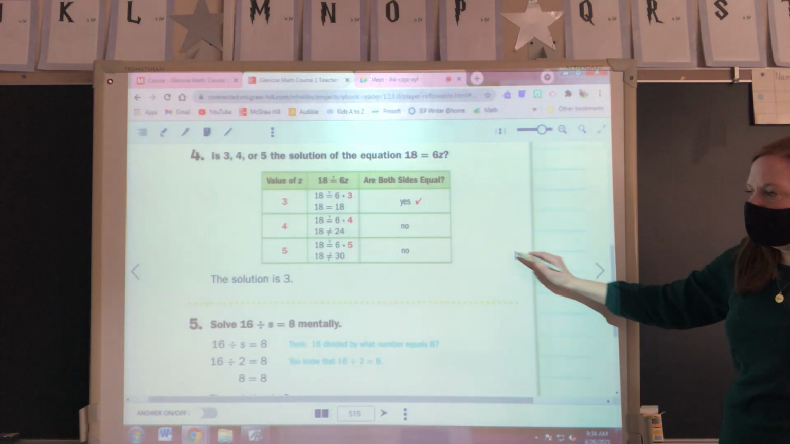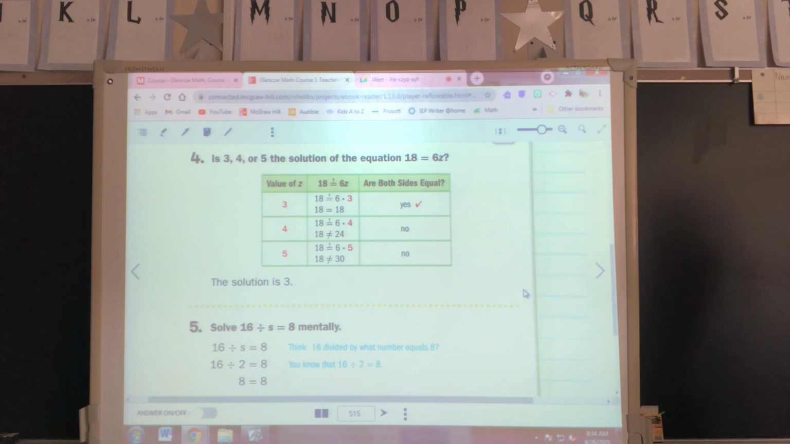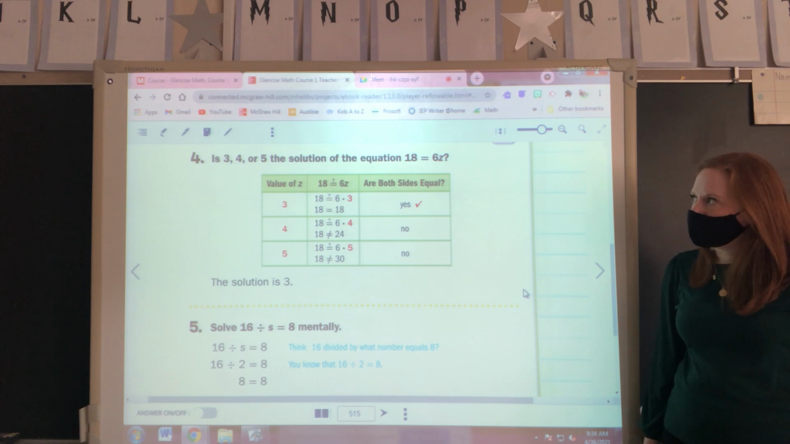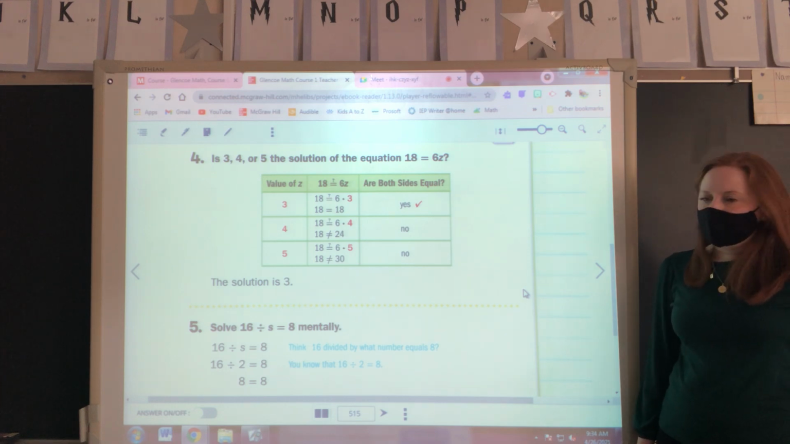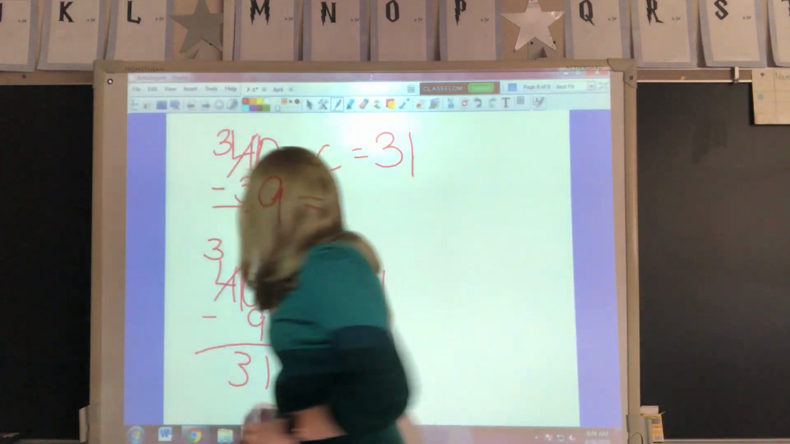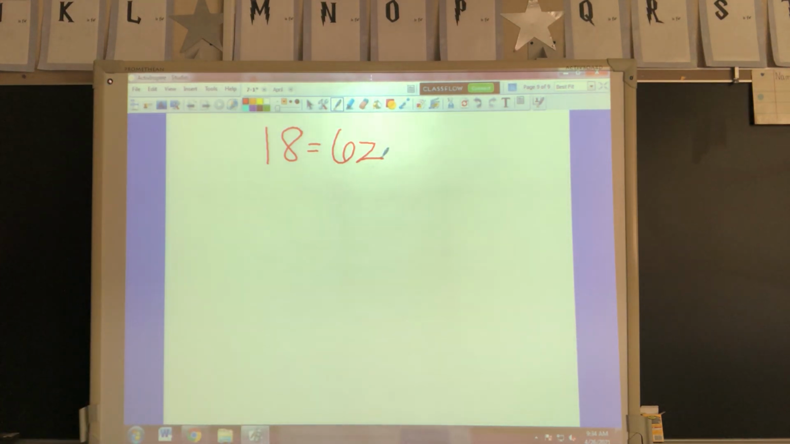So now they're taking a look at multiplying and dividing, which again, same thing, but you're just using different operations here. So number 4 says, is 3, 4, or 5 the solution for the equation 18 equals 6z? So let me ask you this first. What operation are they using here? 18 equals 6z. Multiplication, because that number and the variable are right next to each other. So since they're multiplying, what do we need to do? Divide.